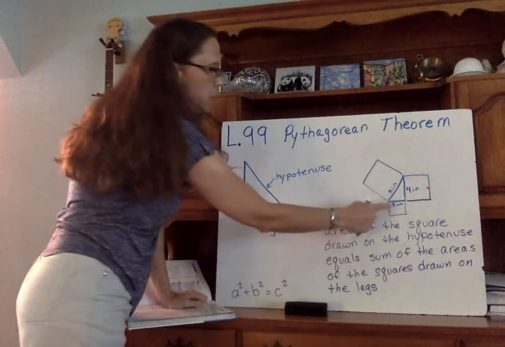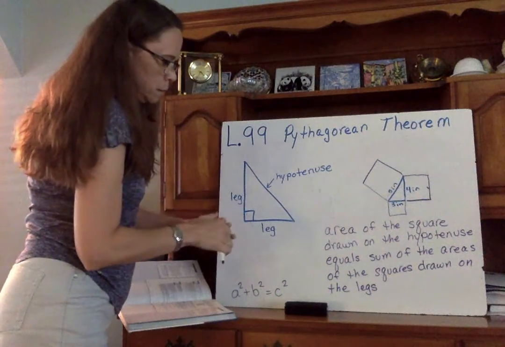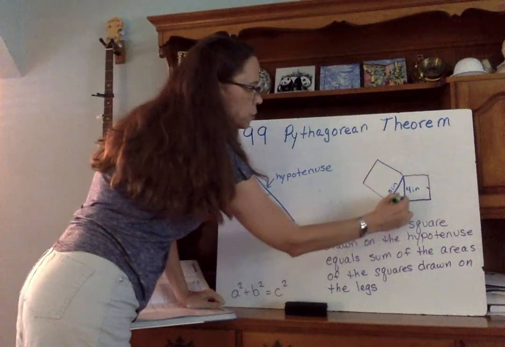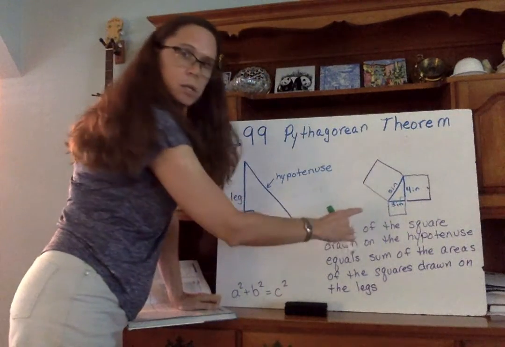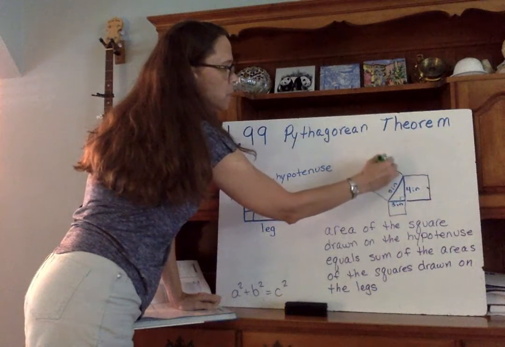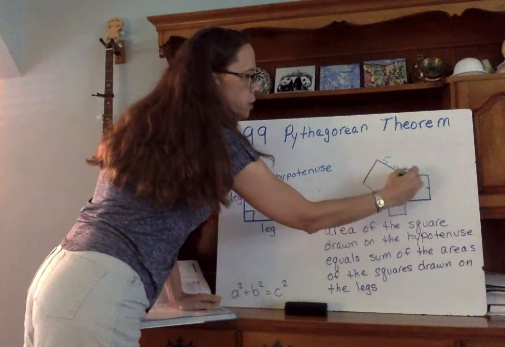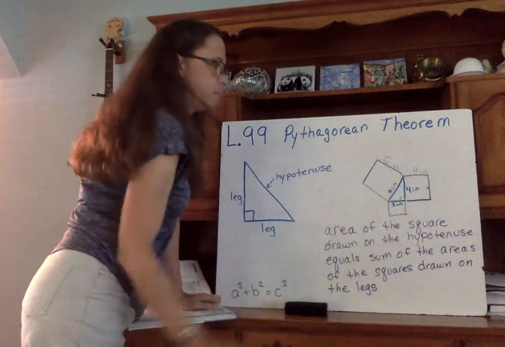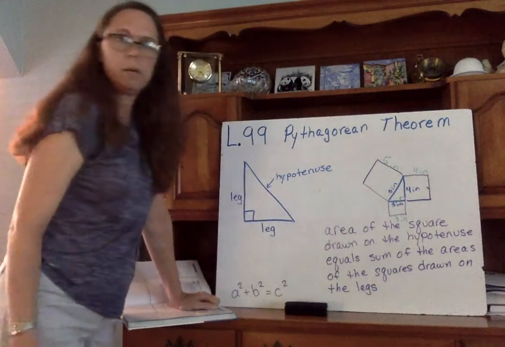okay, so look what I've done here. This right triangle, the legs measure 3 inches and 4 inches, and the hypotenuse measures 5 inches. So off of the hypotenuse, I've drawn a 5-inch square. That means it's 5 inches on every side, okay? Off of this leg, I've drawn a 4-inch square. It's 4 inches on every side. And off of this, I've drawn one that's 3 inches on every side, okay?